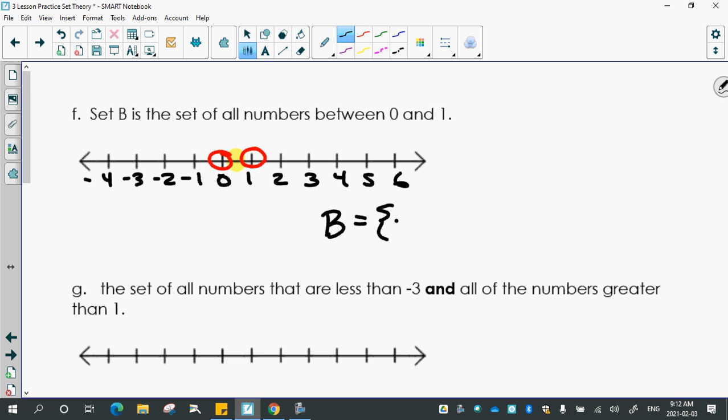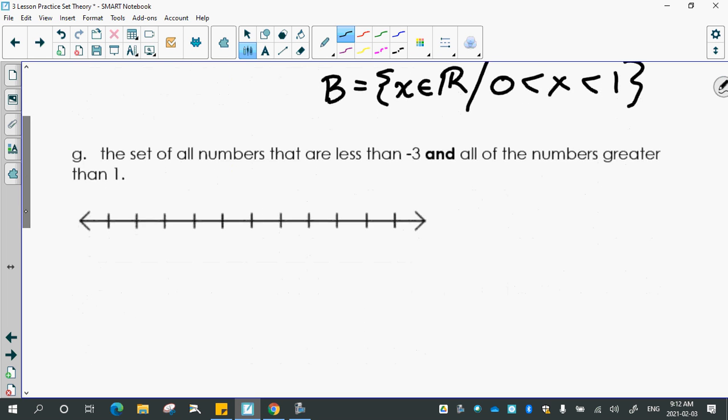Open bracket, X, epsilon, the real number symbol, slash, greater than 0, X. So there's a 0 first. Okay, and then less than X, which is less than 1. Perfect. Okay, how many people have that? Okay, good, good. Be proud of yourself, this is not easy.